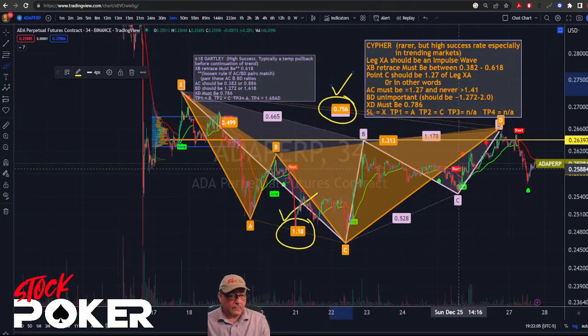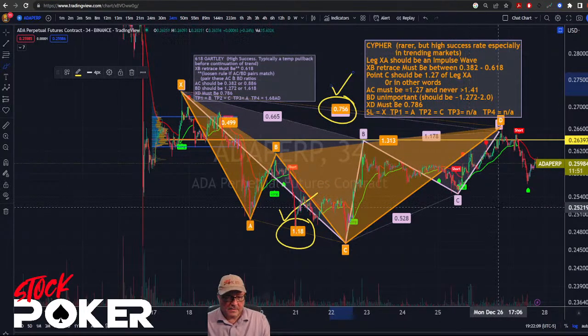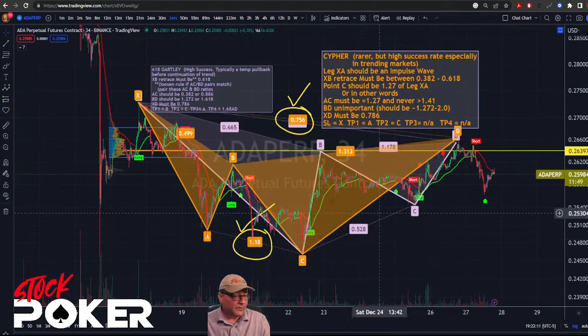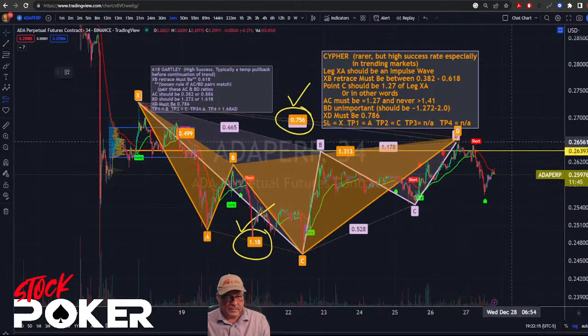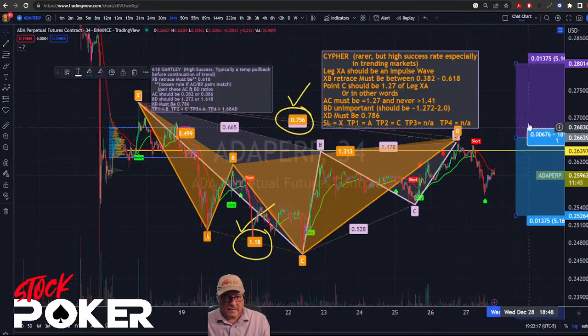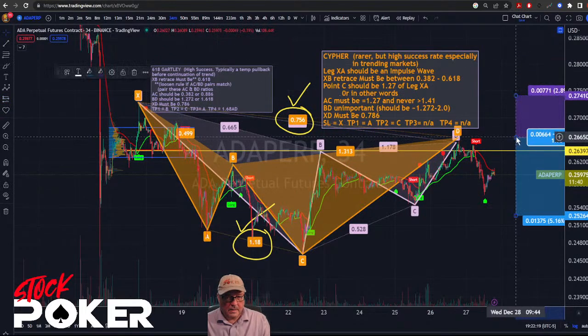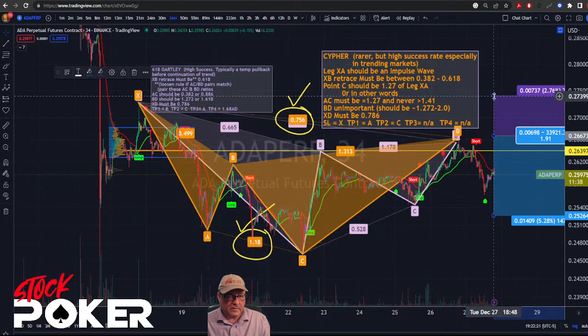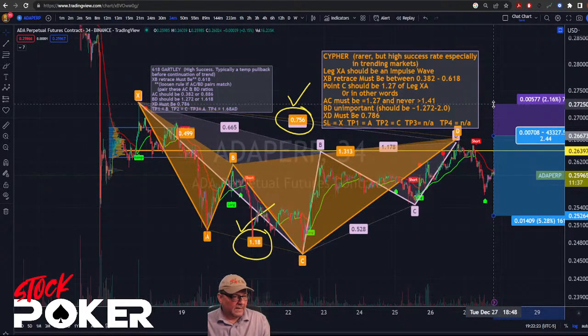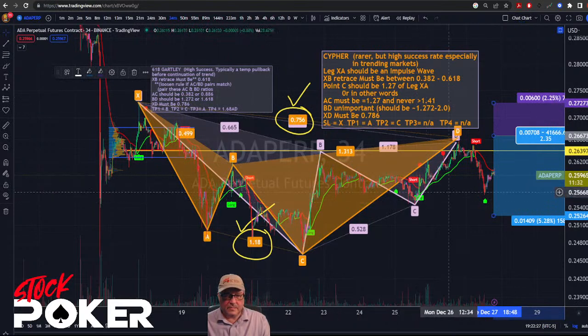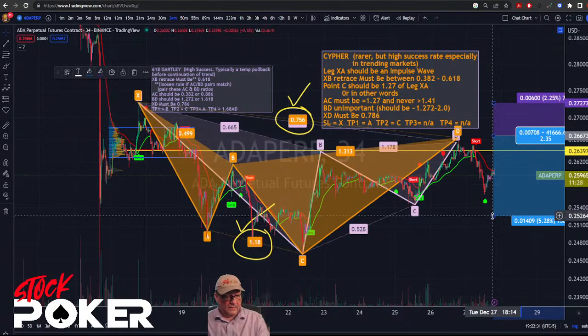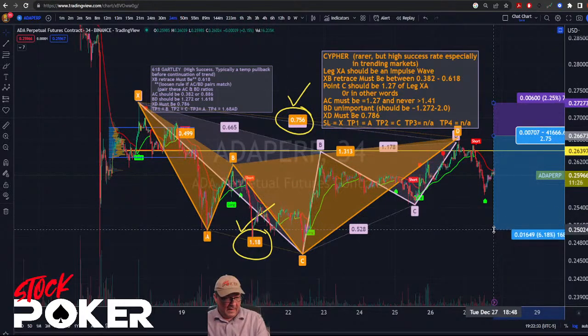Now, this Cypher is kind of easy to trade, because in this case we're taking a short position. We're going to enter it here at the top. Our stop loss, you set it right at the X, right there. You set it right at the starting position. And then our first take profit is down here on A.